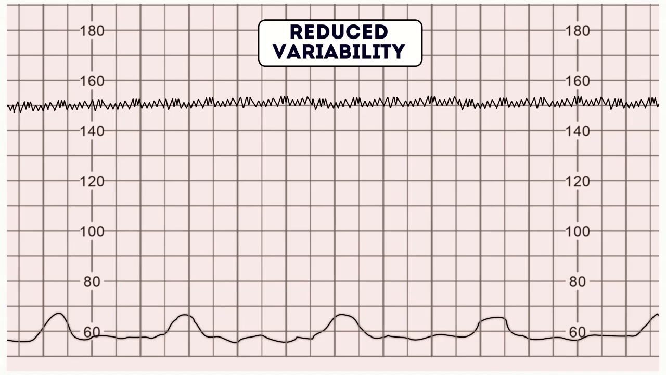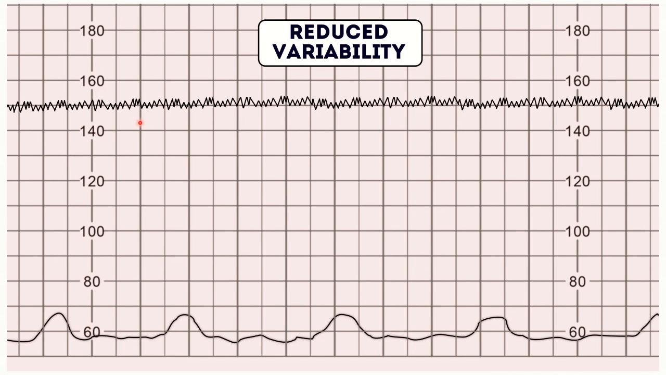Now this here is a sample of reduced variability. Reduced variability is the one where the fluctuation in the FHR is less than 5 beats per minute above or below the baseline FHR. As you can see here, the baseline FHR is approximately 150 beats per minute, and the fluctuation that we can see both in the upward and the downward direction is obviously less than 5 beats per minute. So this is a sample of reduced variability.